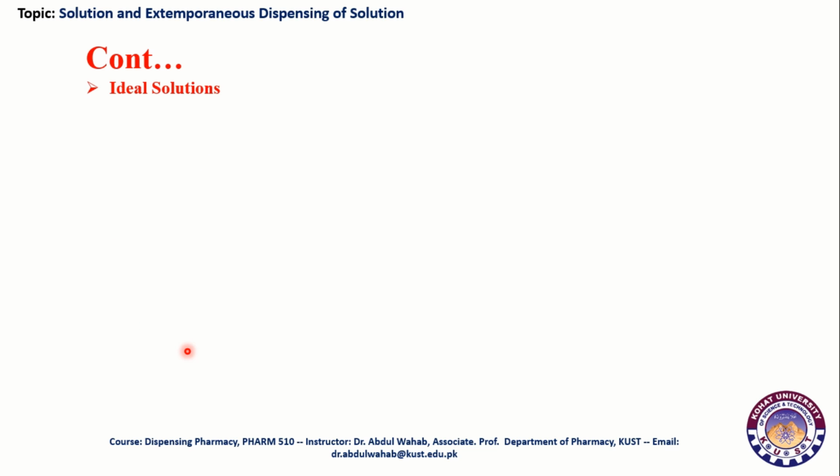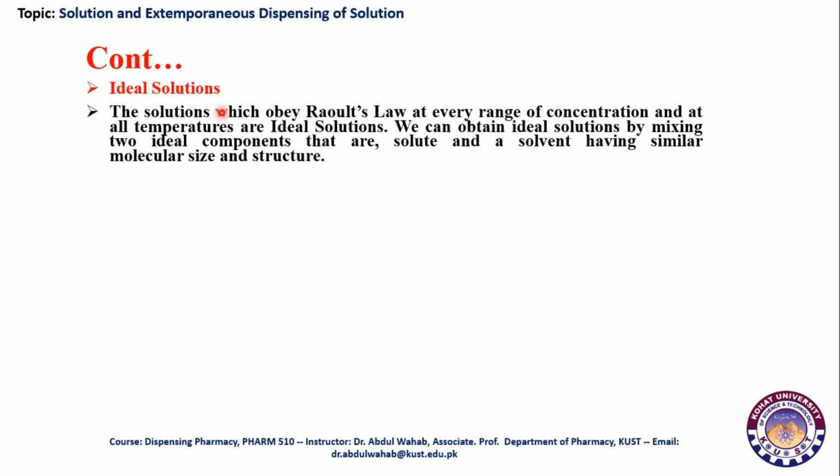Now, ideal solution. According to Raoult's law, the solutions which obey Raoult's law at every range of concentration and at all temperatures are ideal solutions. We can obtain an ideal solution by mixing two ideal components, that is solute and solvent, having similar molecular size and structures. So in this case, the molecular size and structures of both solute and solvent must be similar.